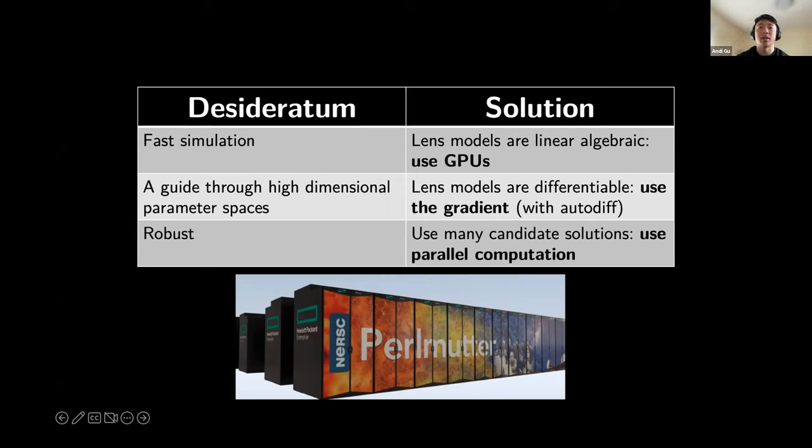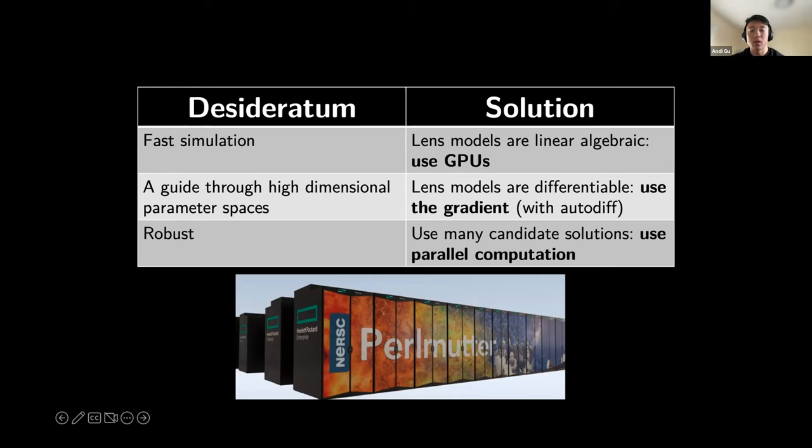Next, we need some way to guide us through high dimensional parameter spaces. I'll make the case that without some guide, known as zeroth order methods, modeling can be very inefficient. We found zeroth order methods to be an issue because there are virtually no performance guarantees associated with these, and convergence can be very, very slow. So what we've chosen here is to make our guide a local one. Specifically, we've chosen the gradient. This is particularly fitting because, as I mentioned previously, lens models are analytic and therefore differentiable.